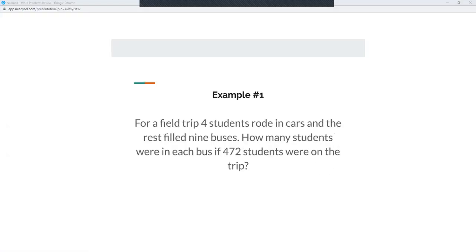All right, so we're going to go over 3 different word problems today. So here's number 1. For a field trip, 4 students rode in cars and the rest filled 9 buses. How many students were in each bus if 472 students were on the trip?